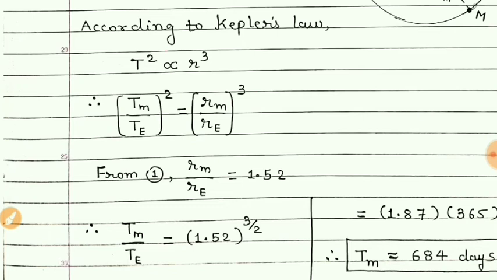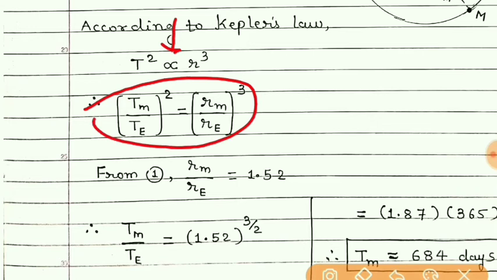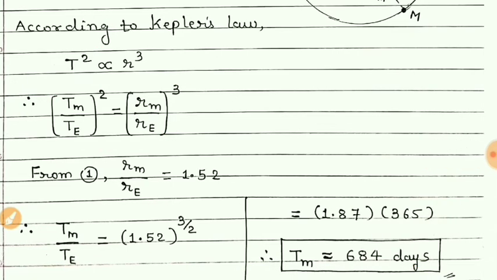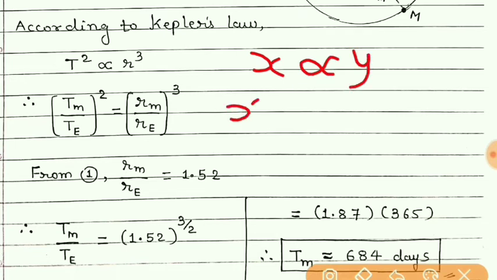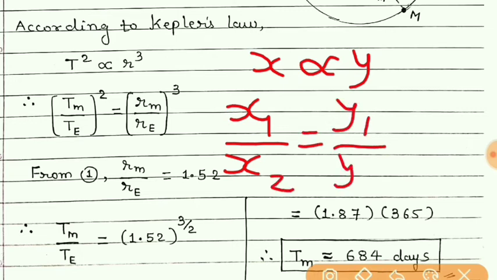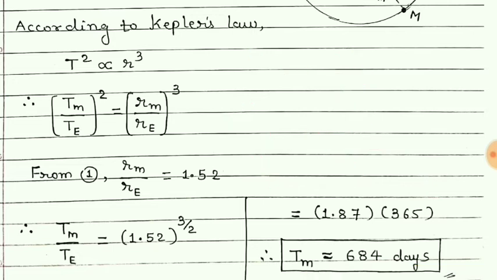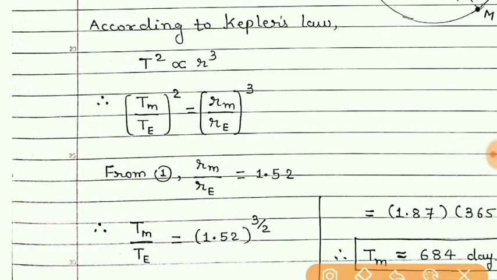Students, whenever there is proportionality, we can take this type of ratio. You might have studied in your lower standard in mathematics that if x is proportional to y, then we can write x1 upon x2 is equal to y1 upon y2, and that's why it is similar to that. Time period upon time period, distance upon distance, and whatever the powers are there, that is to be kept.